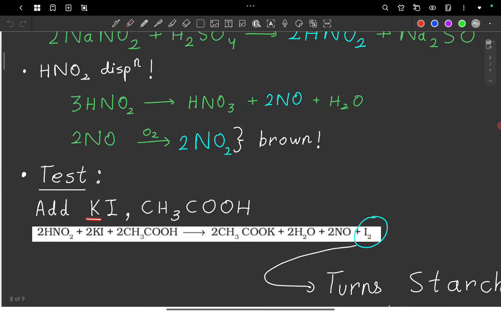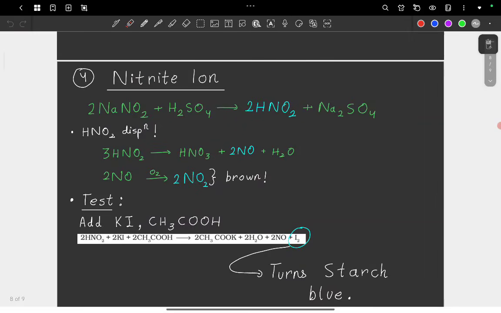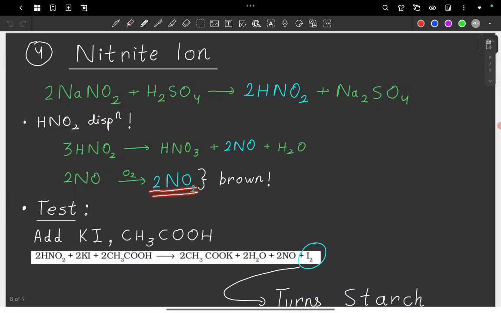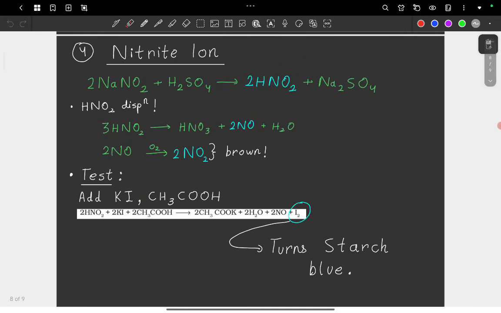So when you add potassium iodide and acetic acid to your solution, actually not that gas but you have to react it with the HNO2, I2 is formed, which turns starch blue. So take a moment and note this down.